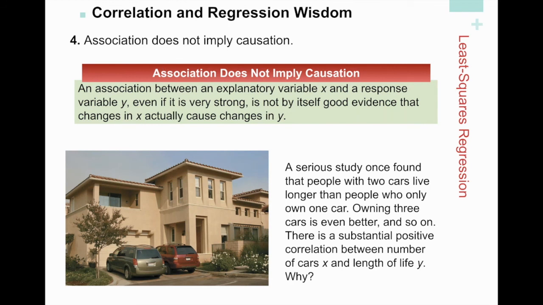Here's an example of that. A serious study once found that people with 2 cars live longer than people who only own 1 car. Owning 3 cars is even better, and so on. There's a substantial positive correlation between number of cars X and length of life Y. Does the number of cars cause some people to live longer? No, there are factors outside of this X and Y that influence the Y, like generally wealth. People who have more cars generally are wealthier, and people who are wealthier generally can pay for better medical care.